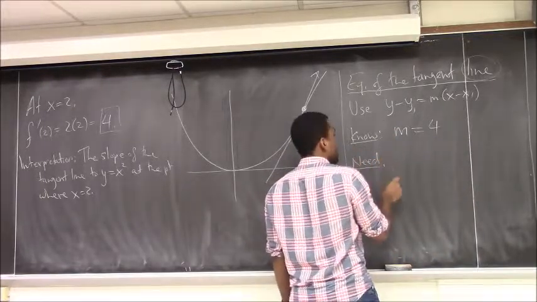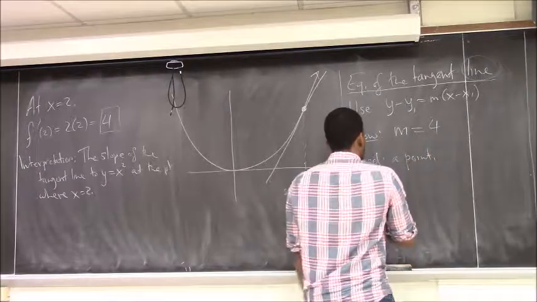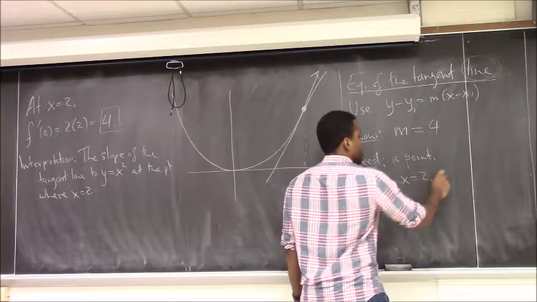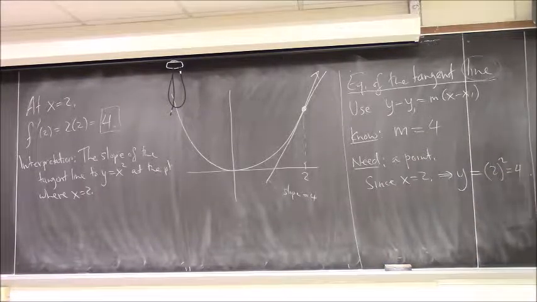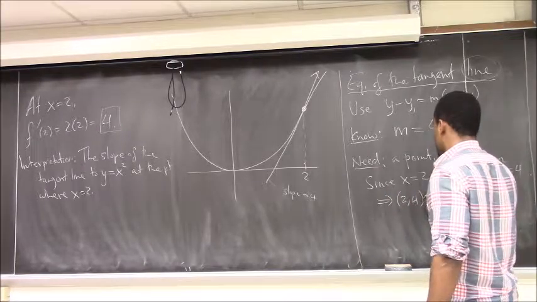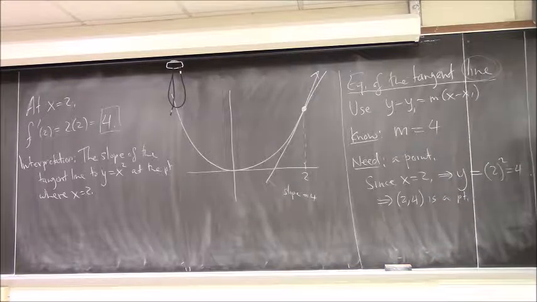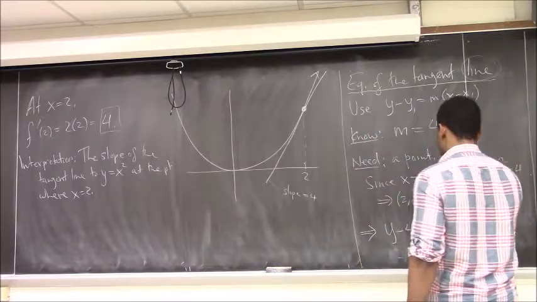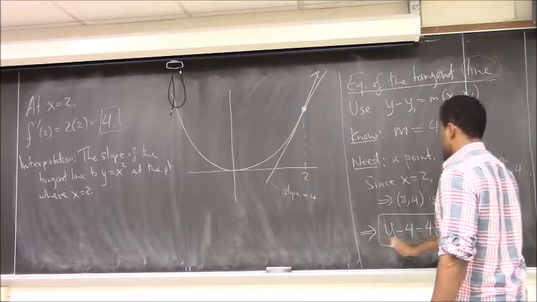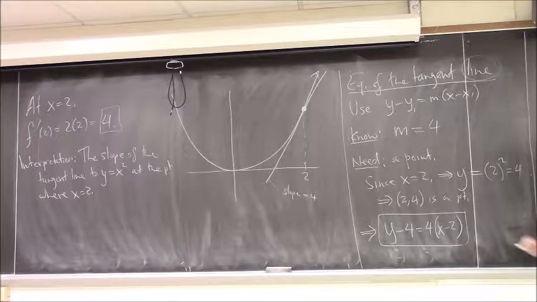Because we know the slope of the line, what we need is a point on the line. Since we know that x equals 2, our y value is just going to be 2 squared, because the function is x squared. So our y value is 4. That means (2, 4) is a point on the line. Now I can put these together: y minus 4 equals 4 times x minus 2. And that's the equation of my tangent line. You could also write that in y equals mx plus b form, which I might not want to, but just in case. That would be 4x minus 8 plus 4. So it's this or that.